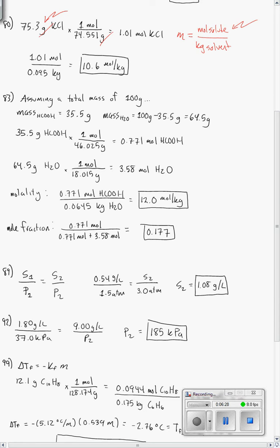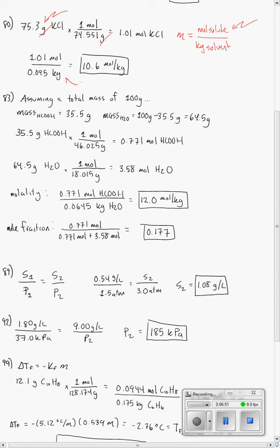Here we need to figure out what we're putting in the denominator. We're told that we have 95 grams of water. There are 1,000 grams in a kilogram, so we have 0.095 kilograms of water. You just divide the top by the bottom, and you end up with a concentration of 10.6 moles per kilogram, or 10.6 molality.